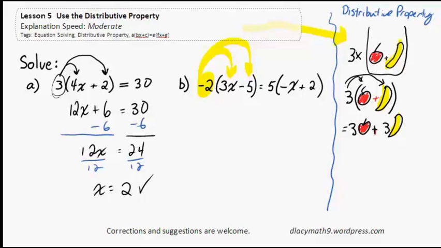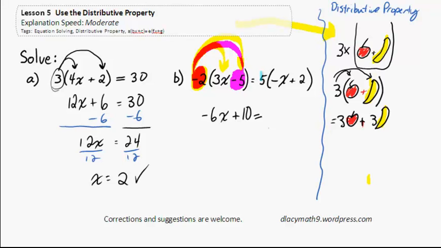Well, -2 times positive 3x is -6x. Now, danger, danger. This -2 has to be multiplied by -5. And -2 times -5 is positive 10. Easy to miss. On the right, we have 5 times -x followed by 5 times positive 2. And so this gives us -5x plus 10. This equation is much simpler because it has no brackets.